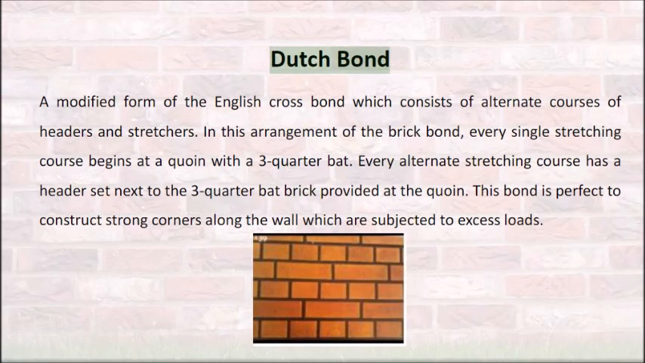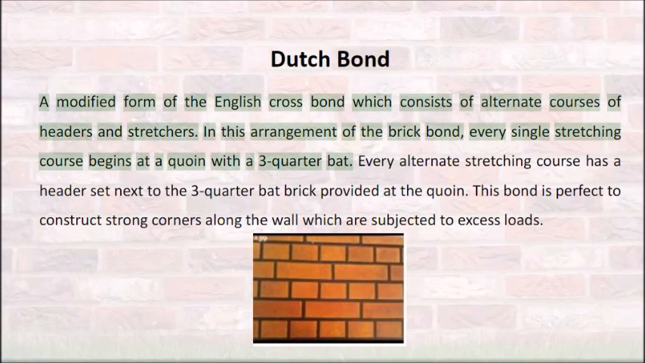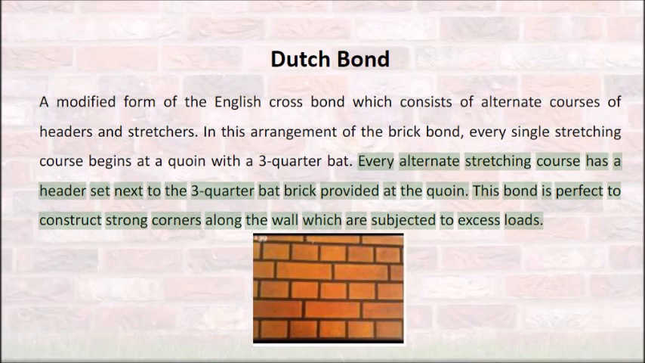Dutch bond. A modified form of the English cross bond which consists of alternate courses of headers and stretchers. In this arrangement of the brick bond, every single stretching course begins at a quoin with a 3/4 bat. Every alternate stretching course has a header set next to the 3/4 bat brick provided at the quoin. This bond is perfect to construct strong corners along the wall which are subjected to excess loads.